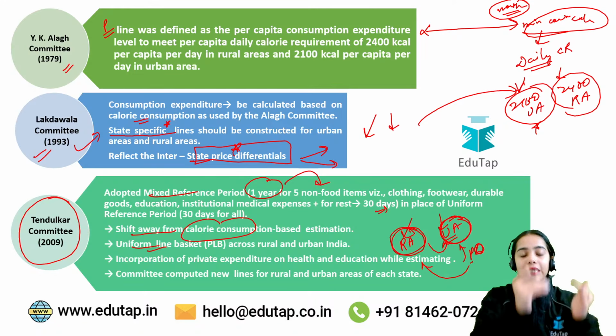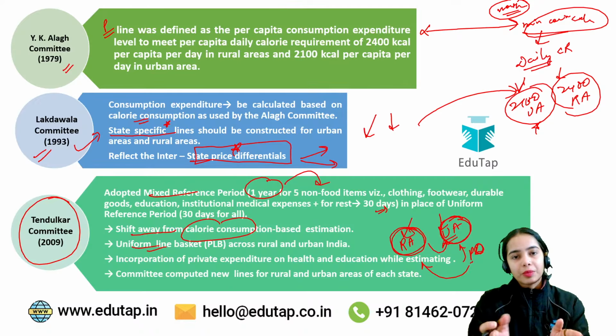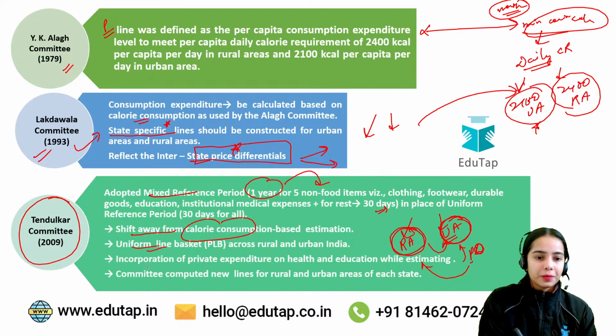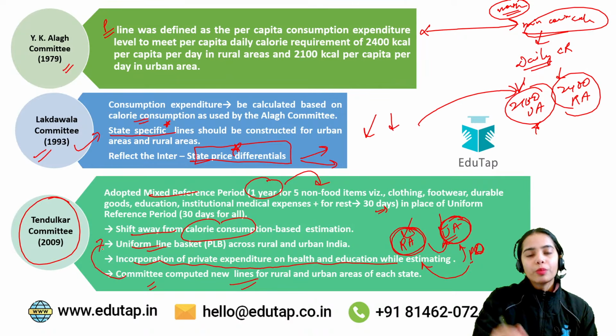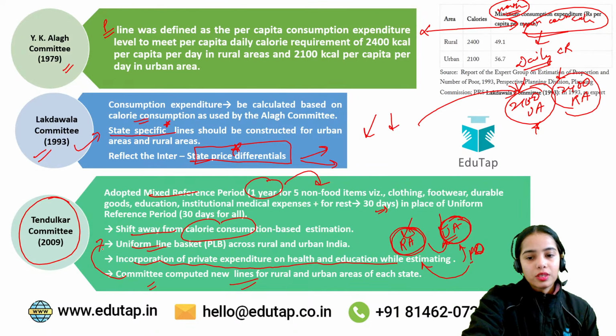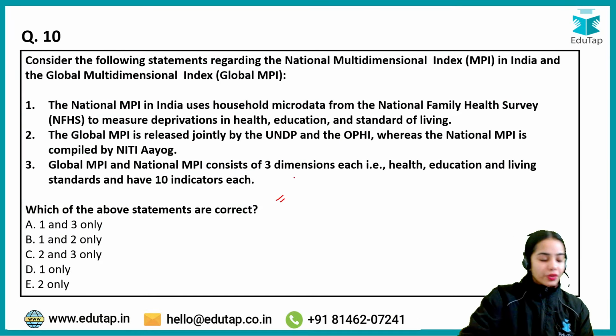Education, health, food, footwear, and clothing are required in rural areas as well as in urban areas, but price differentials will be there. Incorporate the private expenditure on health and education, and the committee computed new poverty lines for rural and urban areas based on the uniform poverty line basket of goods. Now coming to the next question, try to answer this question, okay?